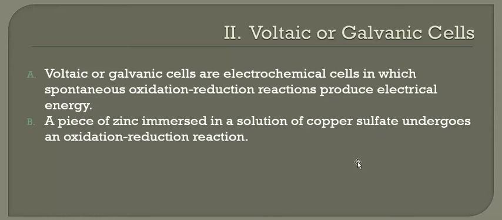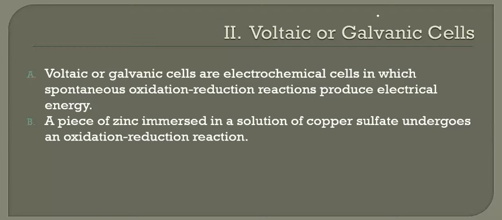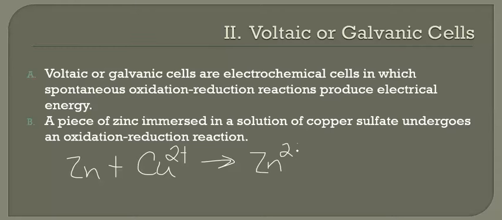We're first going to look at voltaic cells. These are cells in which spontaneous reactions produce electrical energy. For example, a piece of zinc is immersed in copper sulfate solution. So we have zinc metal immersed in copper sulfate. I'm going to omit the sulfate because it's a spectator ion. It's going to produce zinc with a 2+ charge and copper.